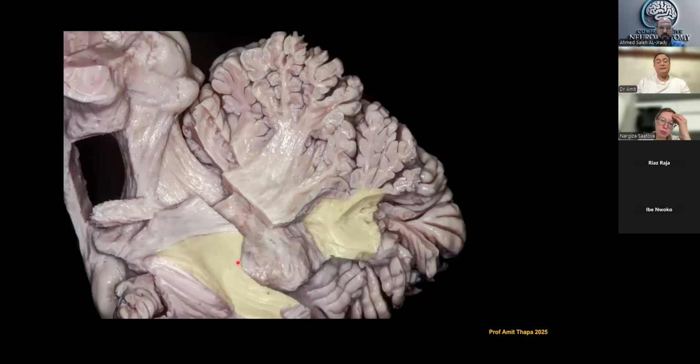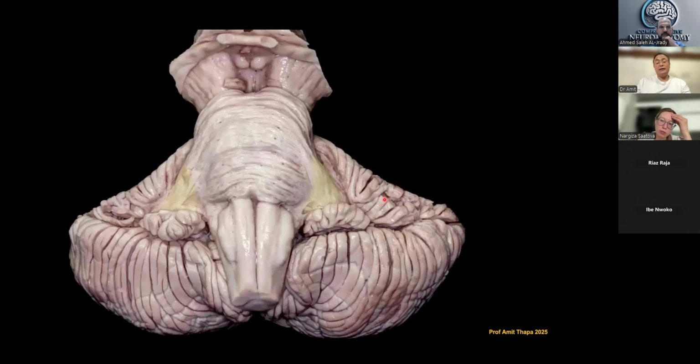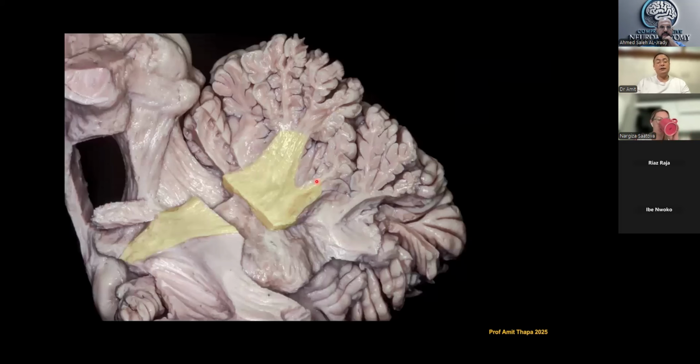And then this is the middle cerebellar peduncle, which is actually connecting the pons to the cerebellum. And you can see this is the major pathway. So the pons is actually hugging the cerebellum through the middle cerebellar peduncle, and these are the largest fibers, as we just mentioned. So this is a portion of the inferior cerebellar peduncle.